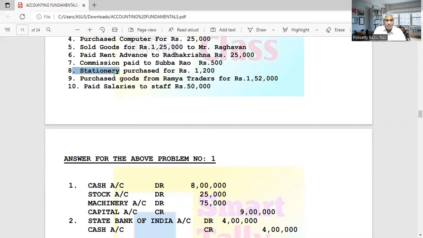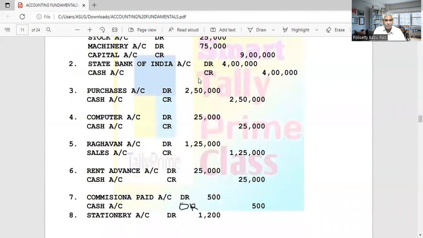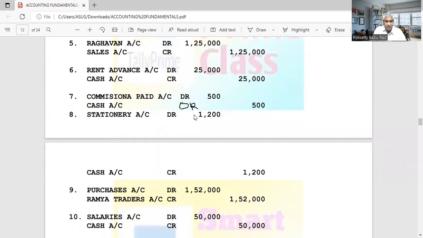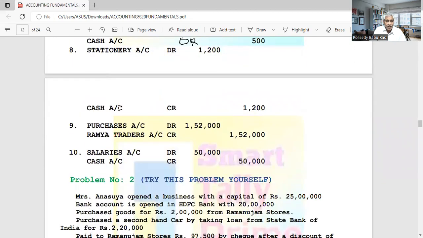So stationery account is an expenditure. Purchase here means it is not goods, it is only expenditure. Purchase for 1,200, cash is paid. So here what to do? Like commission expense, debit stationery account 1,200 and credit the cash account 1,200.